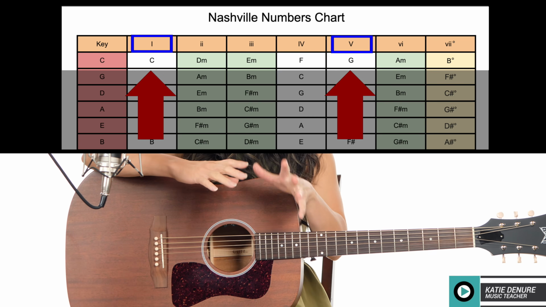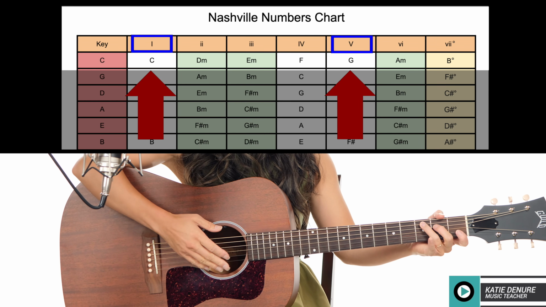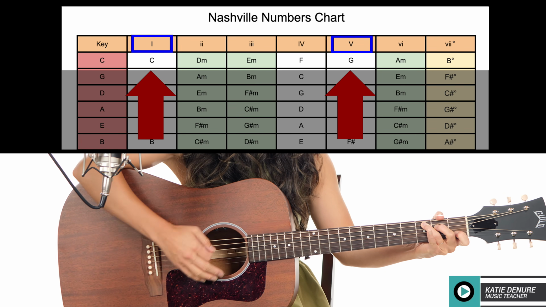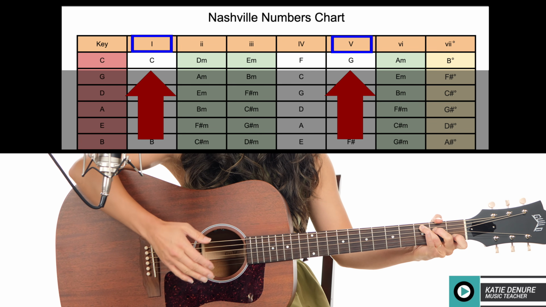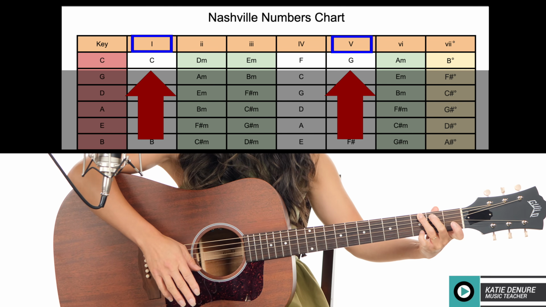So if we're playing in the key of C in the Nashville number system, instead of saying play a C chord, we say play a 1 chord. And if you want to play a G chord, you say you play the 5 chord.